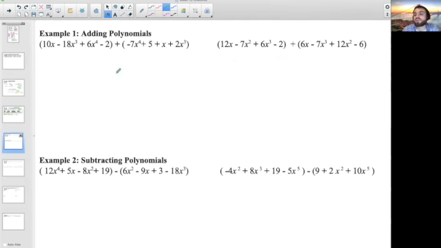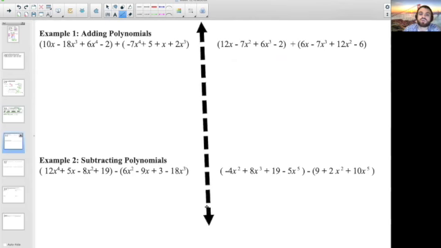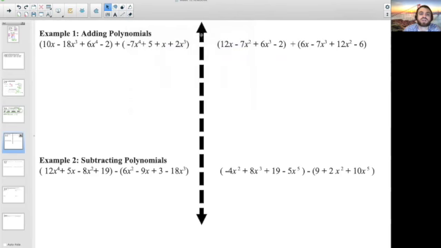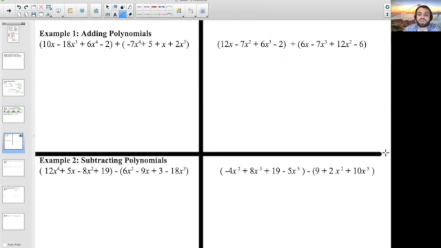All right, so the first thing we're going to talk about is adding polynomials. Let's see if I can cut off that line, no arrows on there, and try that again. All right, take 2. There we go. So I'm going to cut it halfway down the middle, and I'm going to show you a couple different strategies for doing each one.